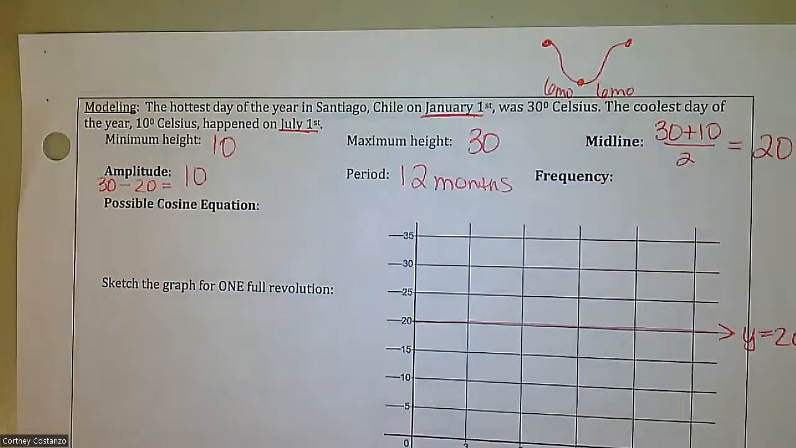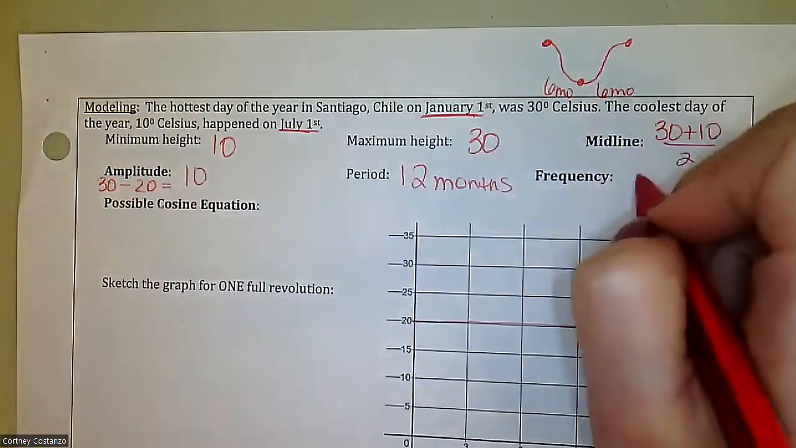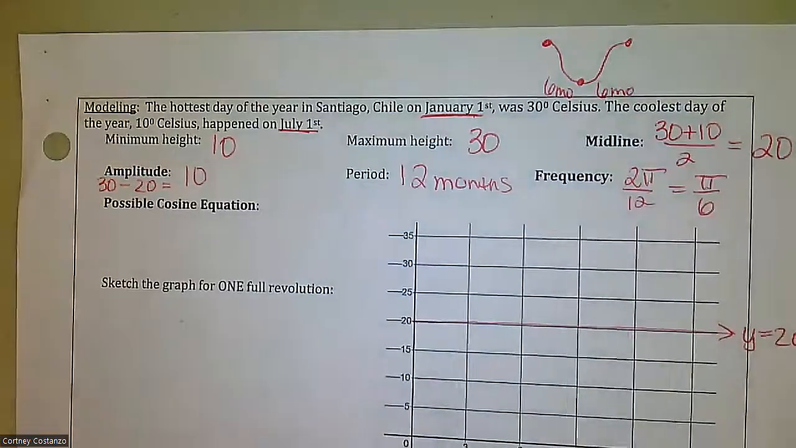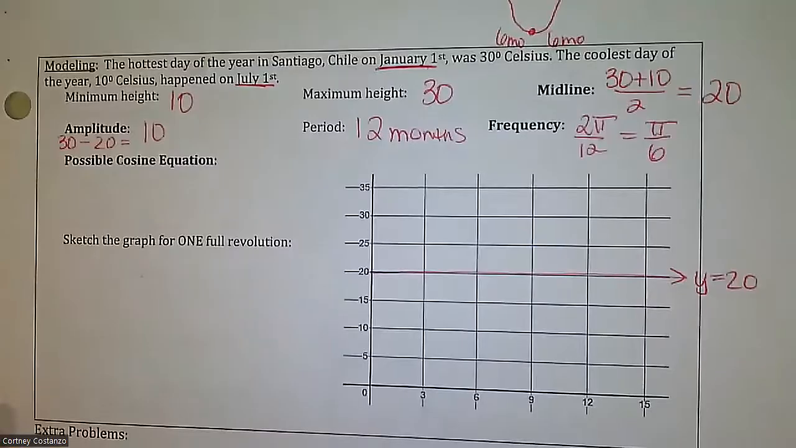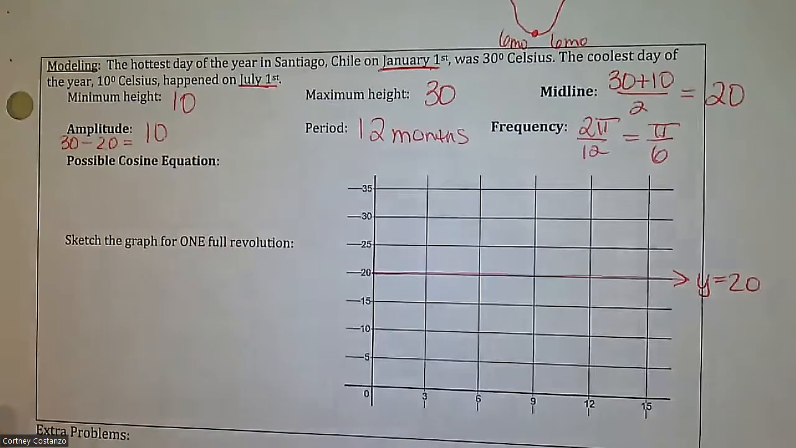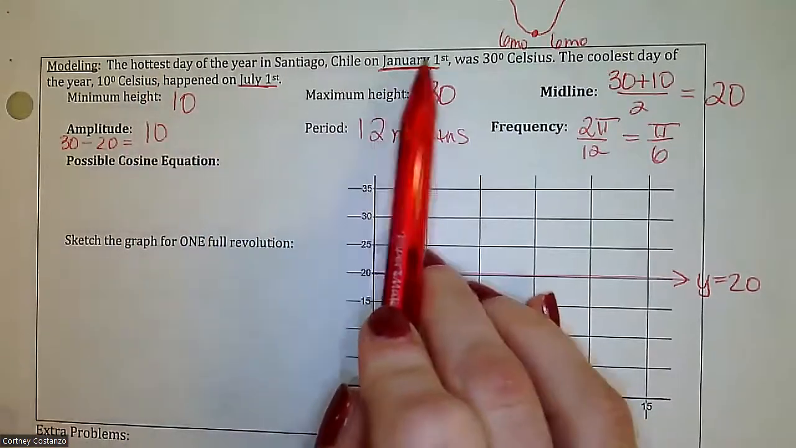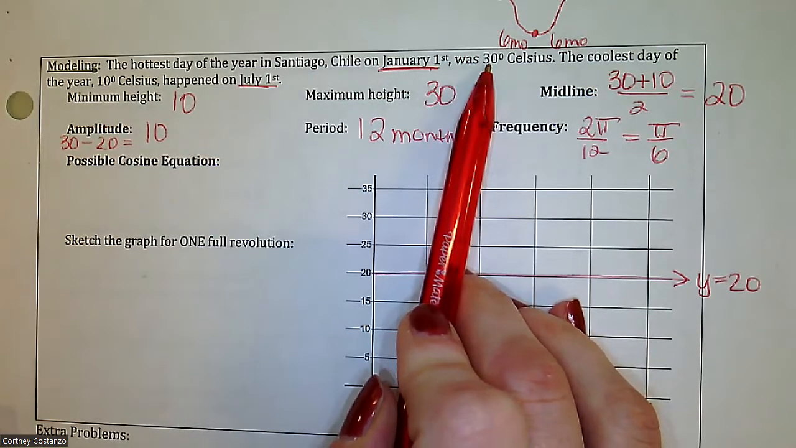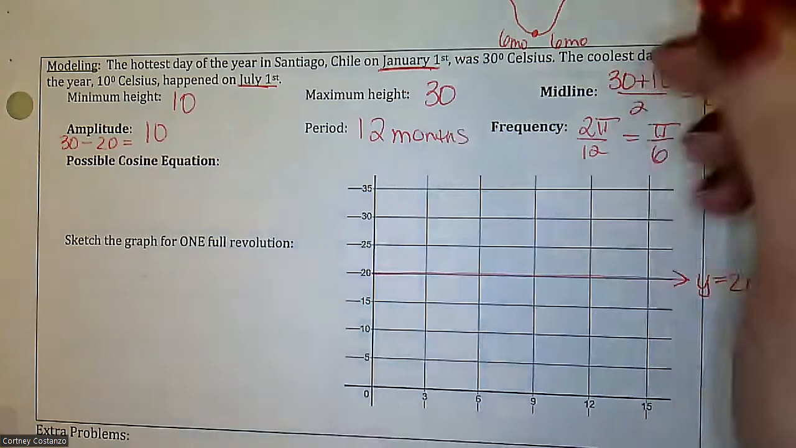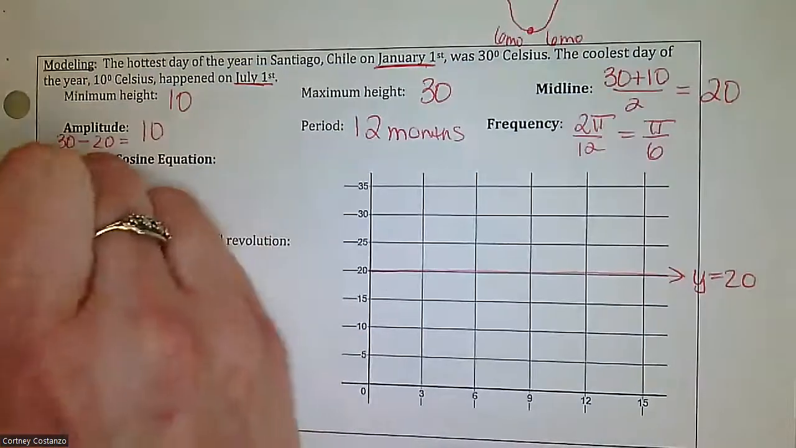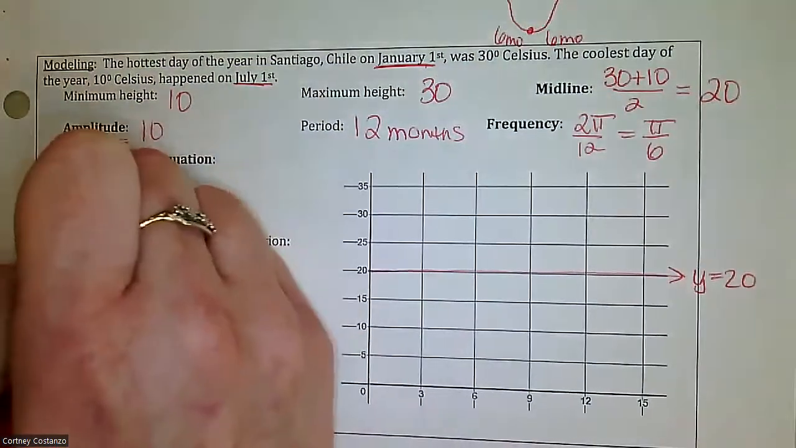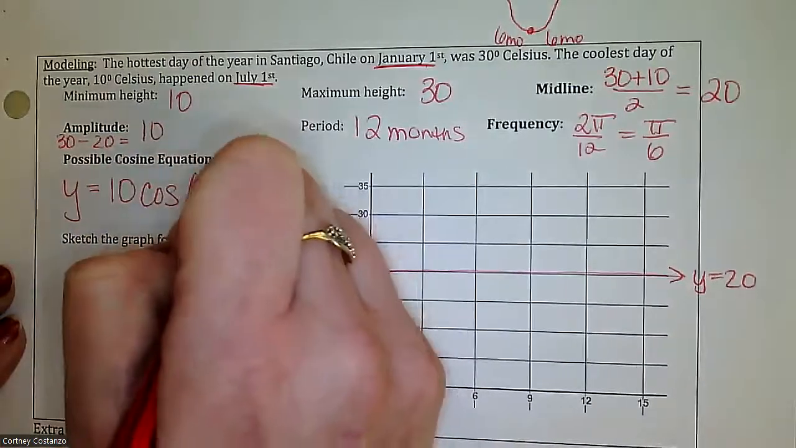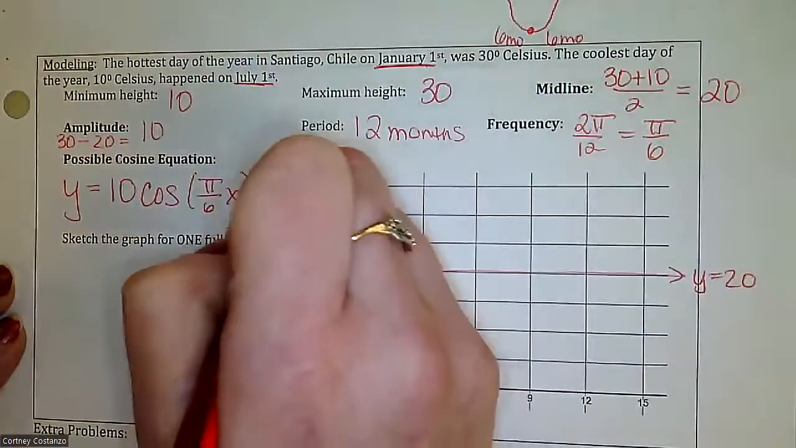If the period is 12 months, I can use that to determine the frequency. So 2 pi divided by 12 would be pi over 6. And I can write an equation now. Now we're going to assume that January 1st is 30 degrees. That's where we're going to graph it starting from. So we're going to represent that as a maximum point. So this is going to be a positive cosine curve. So a positive 10 cosine, our frequency was pi over 6x, and we have a midline shift of 20.